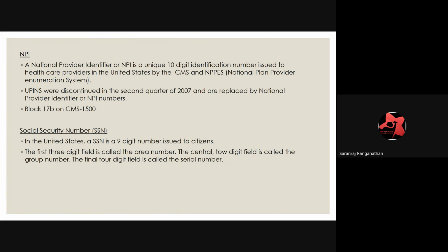Then Block 17B and CMS 1500. These policies are taken care of. Okay. Then Social Security number. The United States Social Security number is a 9-digit number issued to citizens. The first 3-digit field is called the area number, the middle 2-digit field is called the group number, and the final 4-digit field is called the serial number.